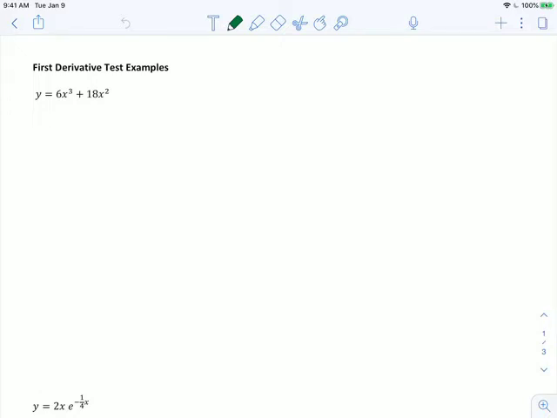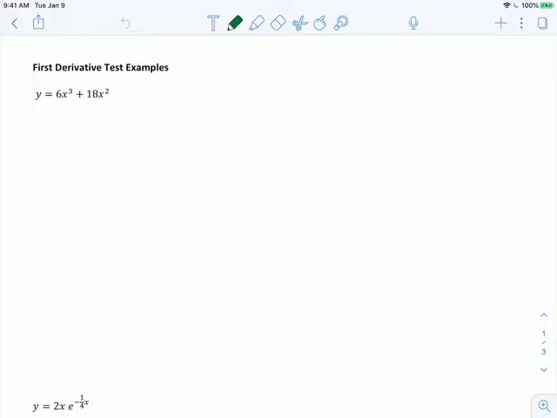Hello and welcome to our next video covering material from section 4.3 of our calculus text. In these next two videos we're going to be looking at five functions and applying the first derivative test to them to not only classify where the functions have local max and local min values, what those values are, but also identify the intervals on which the functions are increasing and decreasing.